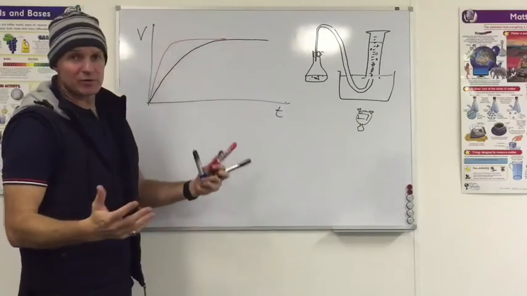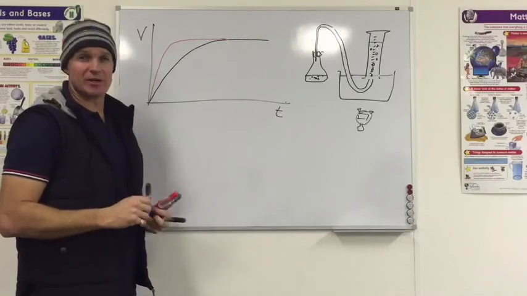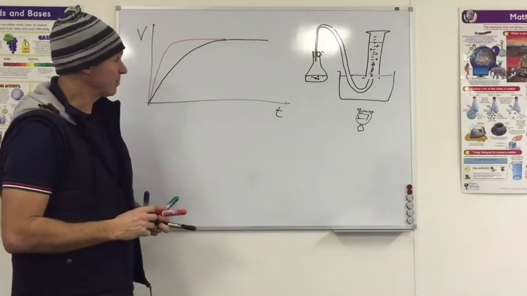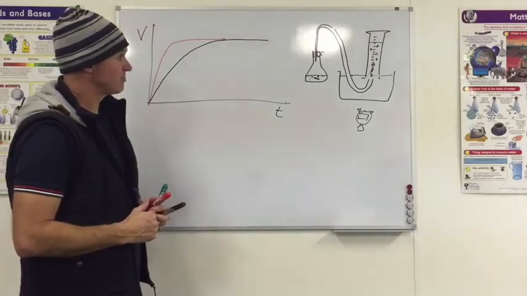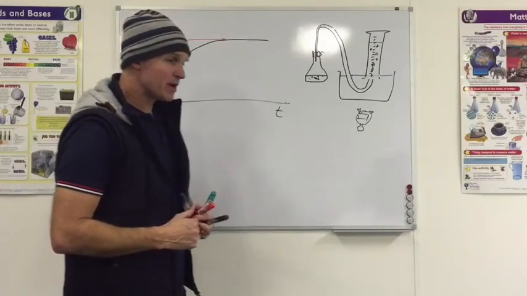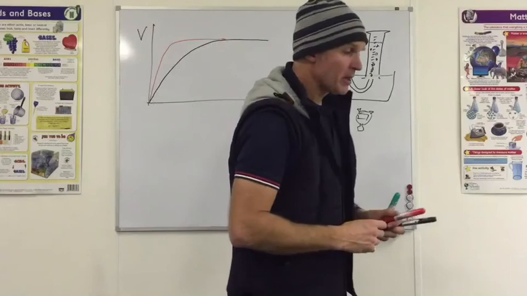Sometimes there are values, you have to read them. Other times it's just sketches, it's about shapes and comparisons and that kind of thing. But all relating collision theory, rates, etc., etc. I think that about wraps it up.